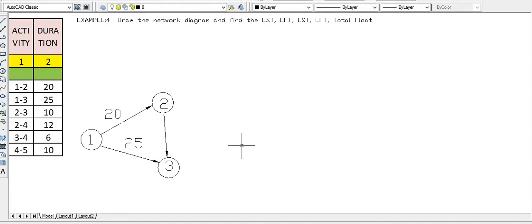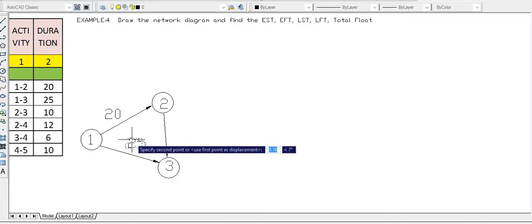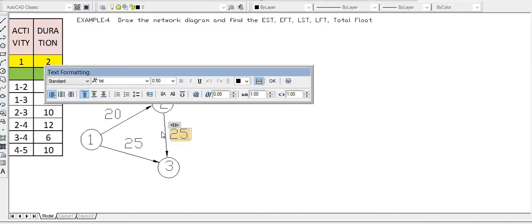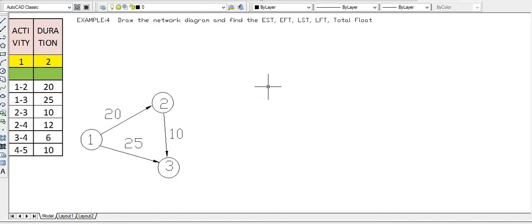What is the duration for this 2 to 3? The duration for this 2 to 3 is 10 days. So we will copy this. What is the duration for 2 to 4? For 2 to 4 and 3 to 4, 4 is a common point. So 2 to 4 and 3 to 4 have the same end point for this activity, so we will draw it at the center.